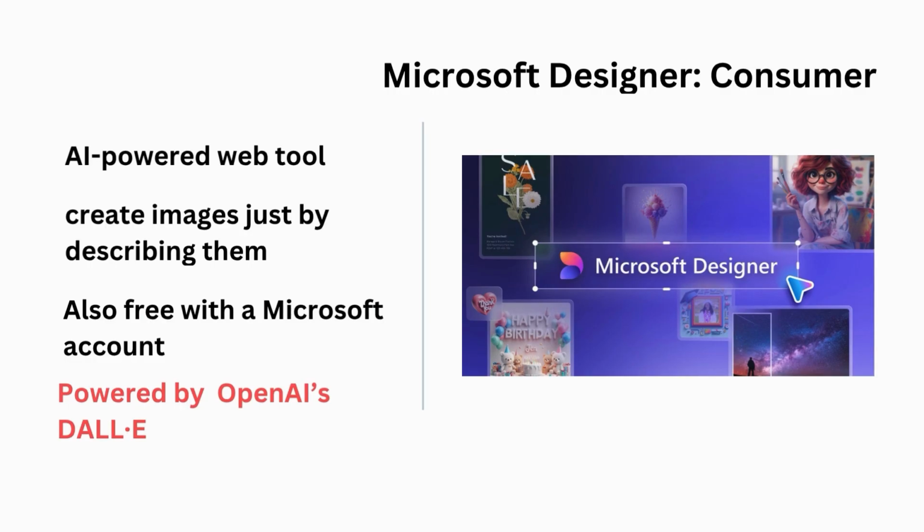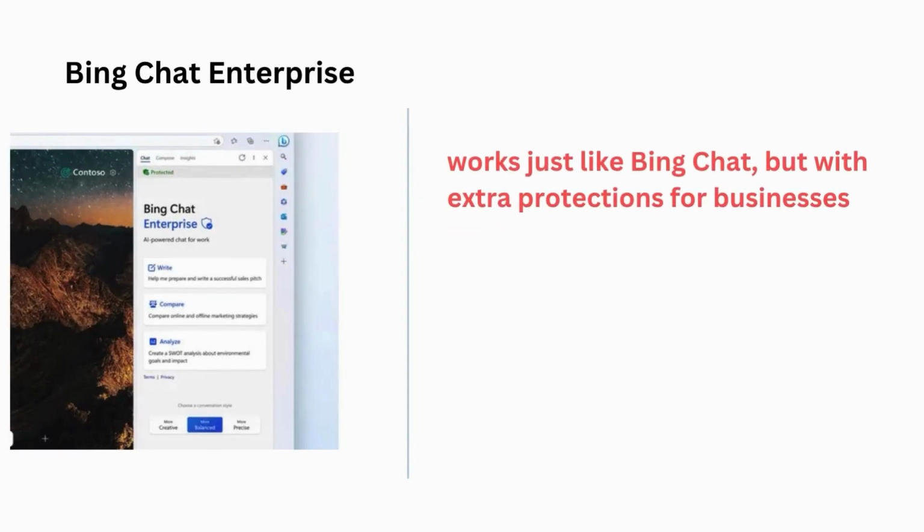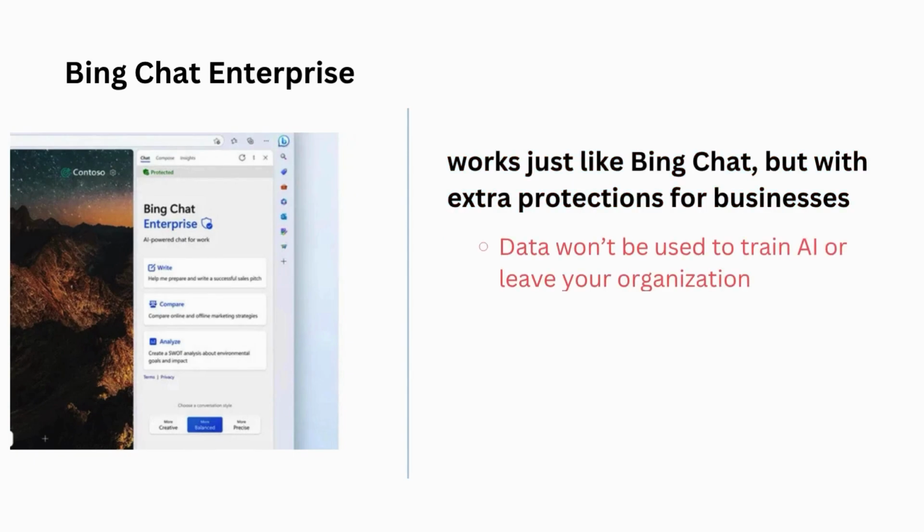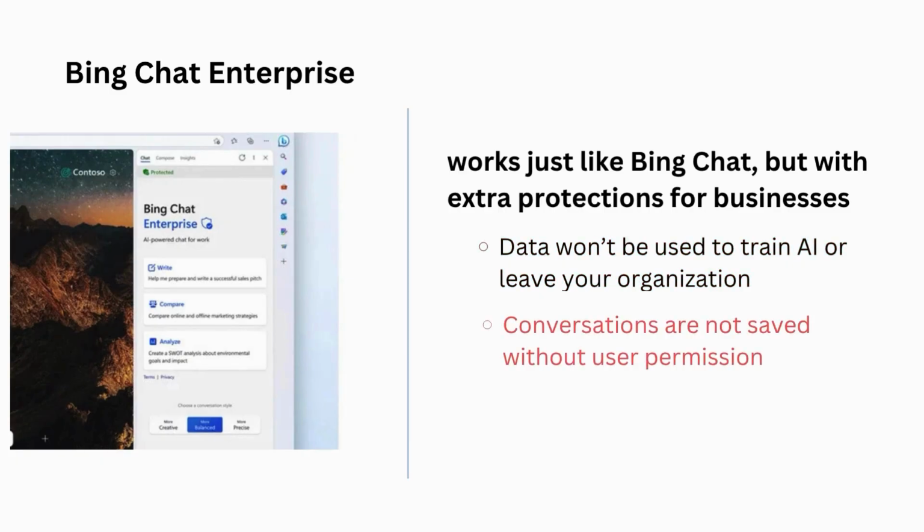Enterprise AI tools. Bing Chat Enterprise works just like Bing Chat but with extra security. Your data stays private, won't be saved or shared, and is never used to train the AI. What is it? This is a business version of Bing Chat. It looks the same but adds strong privacy. Your chats and data stay secure and aren't used for training AI.